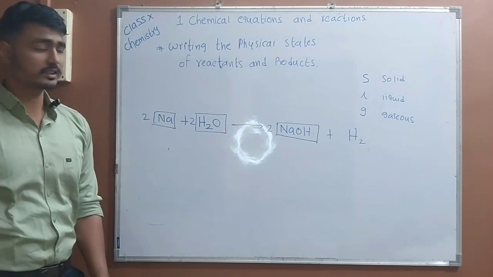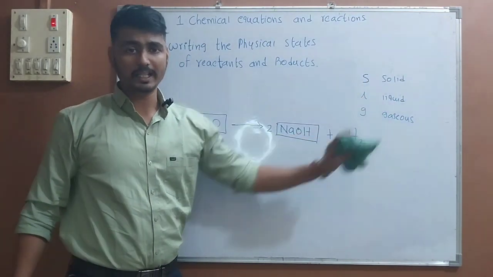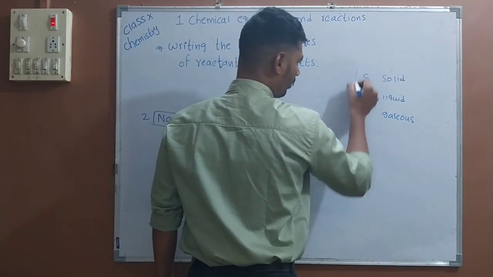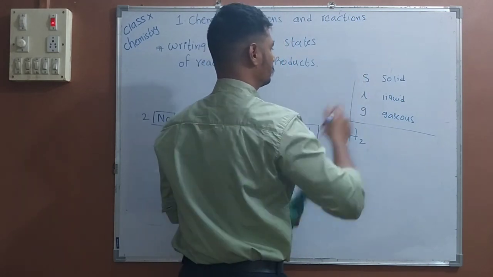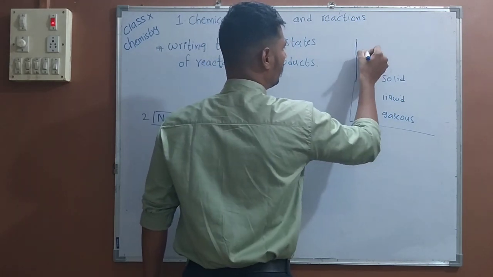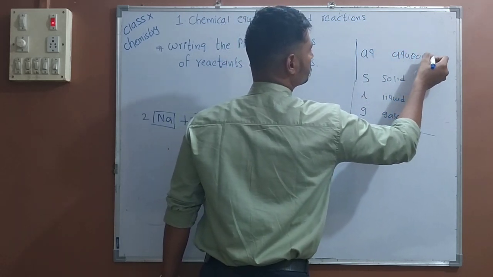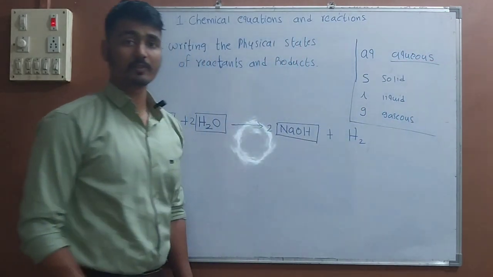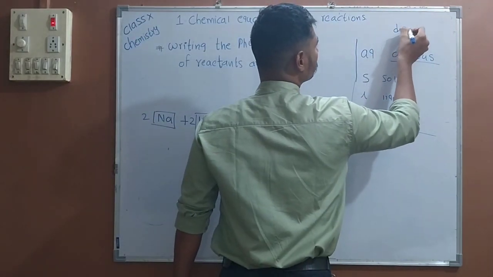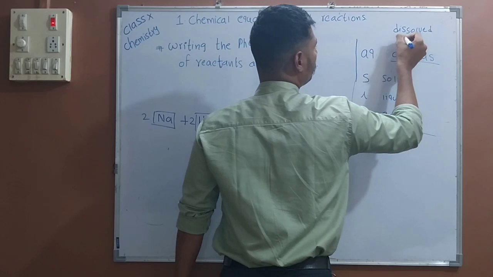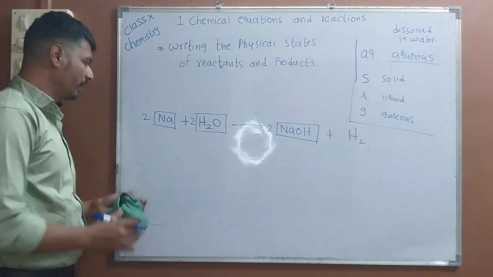Writing the physical states of reactants and products. So S will be for the solid state, L will be for the liquid state, G will be for the gaseous state. And there is one more possibility where we can write this thing, which is called AQ, aqueous state. Aqueous means anything dissolved in water, that is called an aqueous solution. Aqueous means dissolved in water.